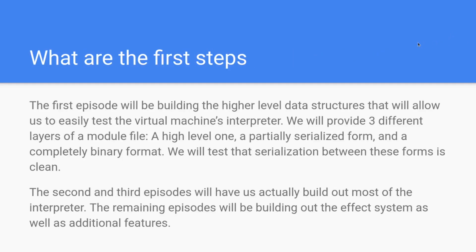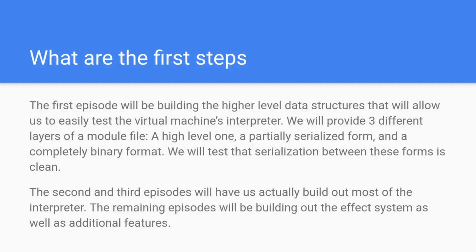And so, what are the first steps? In today's first episode, we will be building the higher-level data structures that allow us to easily test the virtual machine's interpreter. We will provide three different layers of a module file. A high-level one, which we will write all of our test code in. A partial serialized form, which we could use as a sanity check, and then a completely binary format. The binary format will basically convert everything so that we can read it in our interpreter. And we'll test that serialization between these forms is clean.